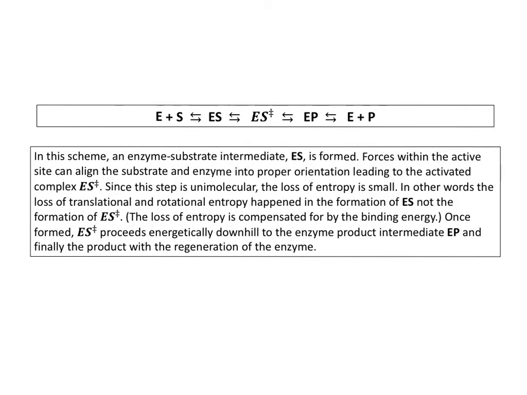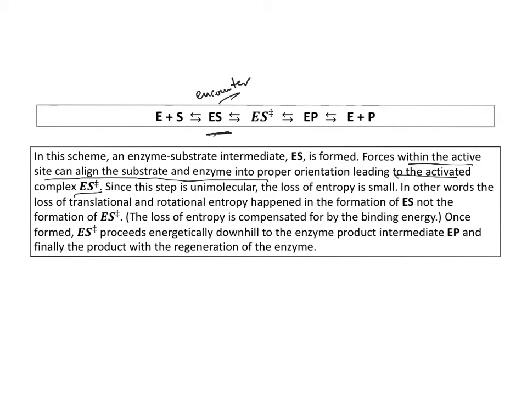Let's look at this scheme and how it's a little different from that setup I just said. So in this scheme, an enzyme-substrate intermediate is formed, what we're calling ES here. Now, forces within the active site can align the substrate and the enzyme into a proper orientation, leading to the activated complex ES dagger. Since that step is unimolecular, the loss of entropy is small. In other words, the loss of translational and rotational entropy happened in the formation of ES through what's called an encounter.